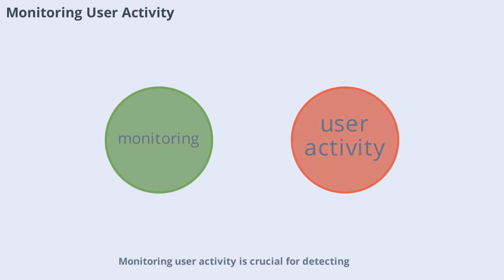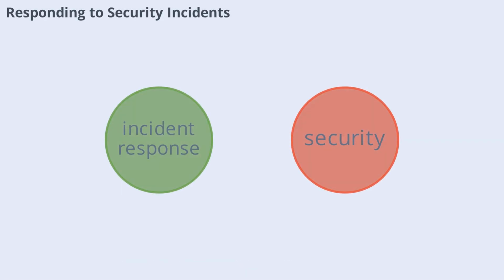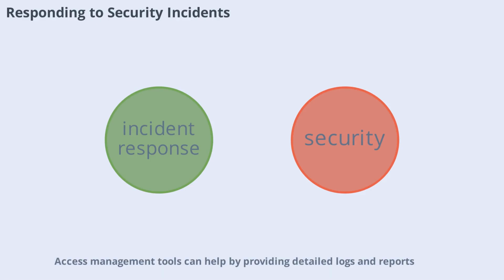Monitoring user activity is crucial for detecting suspicious behavior and responding to potential security incidents. IBM systems provide tools for tracking user actions, generating alerts, and maintaining detailed logs. Proactive monitoring helps organizations stay ahead of threats and maintain a secure environment. When a security incident occurs, it's important to respond quickly and effectively. Access management tools can help by providing detailed logs and reports, enabling administrators to identify the source of the issue and take corrective action. Having a clear incident response plan is essential for minimizing damage and restoring normal operations.